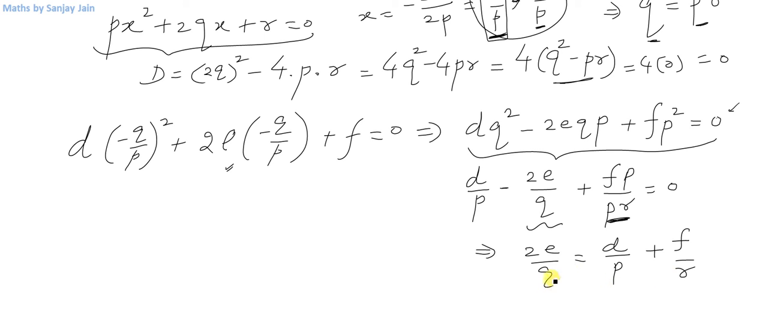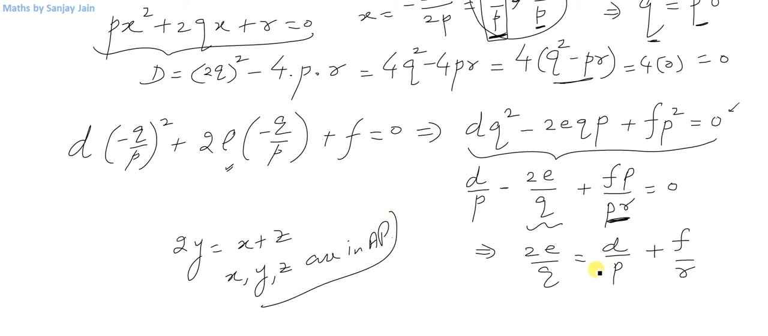And now can you say that this number, what I mean is, if I can show that 2y is equal to x plus z, I can say that x, y, z are in AP, right? This is what I can say. Now I have shown you twice of e by q is equal to d by p plus f by r. So can I say that d by p, e by q and f by r are in AP? Yes, I can say that. So this is what I had to show.